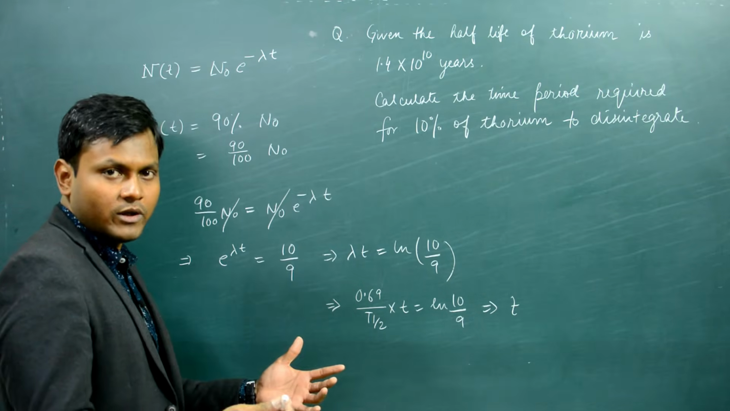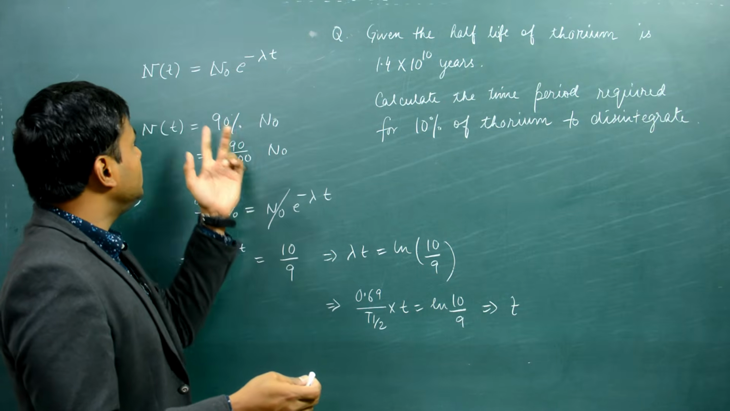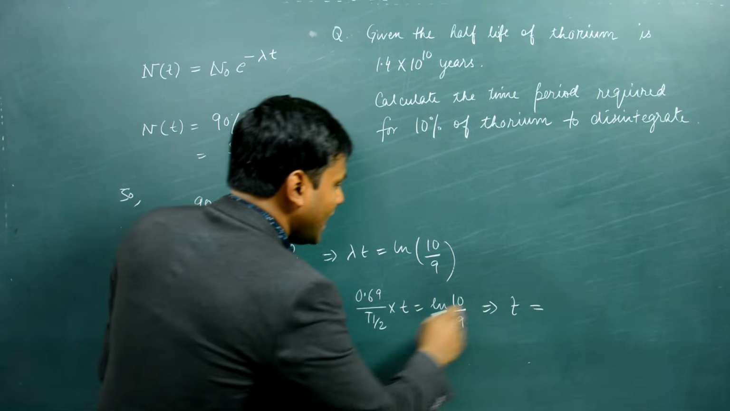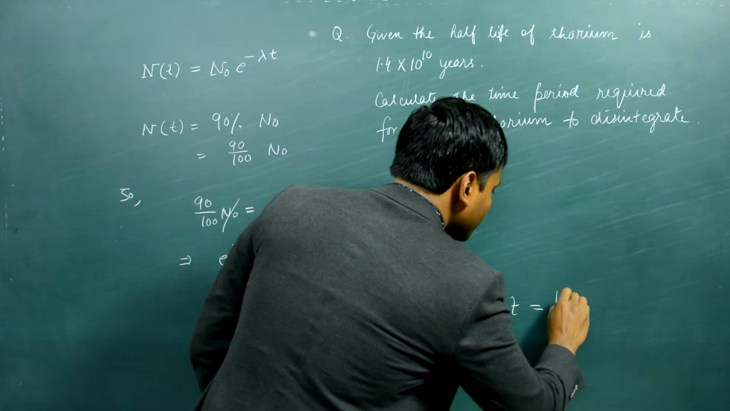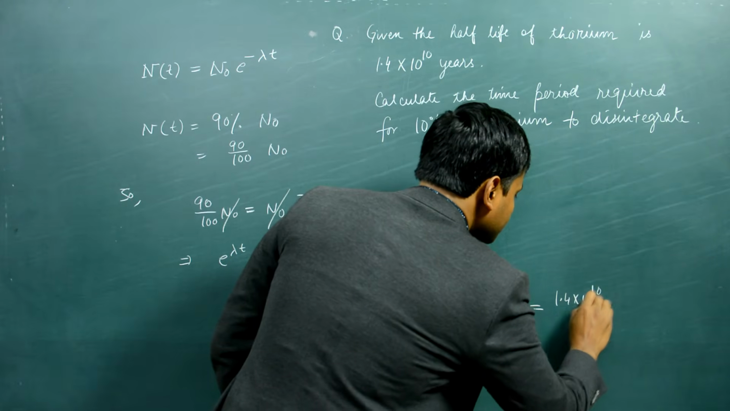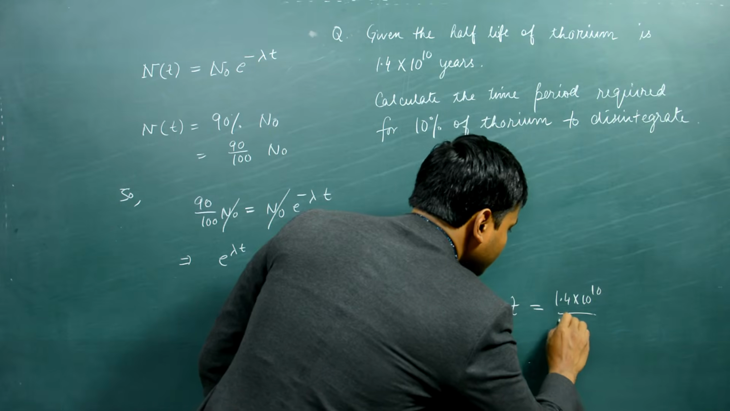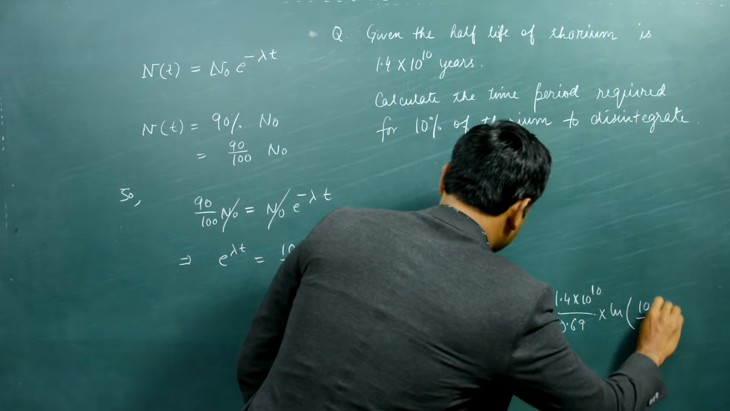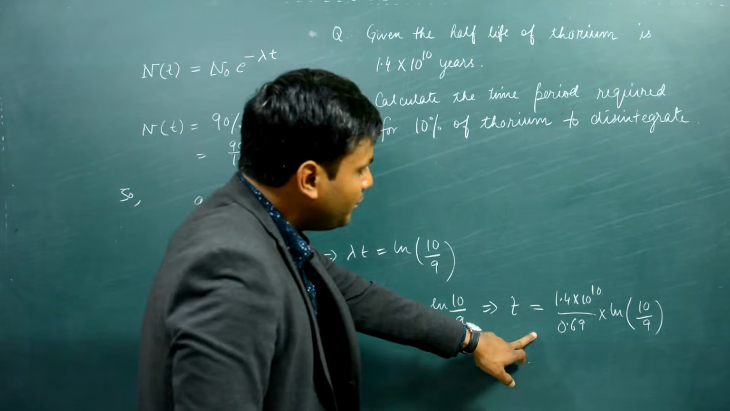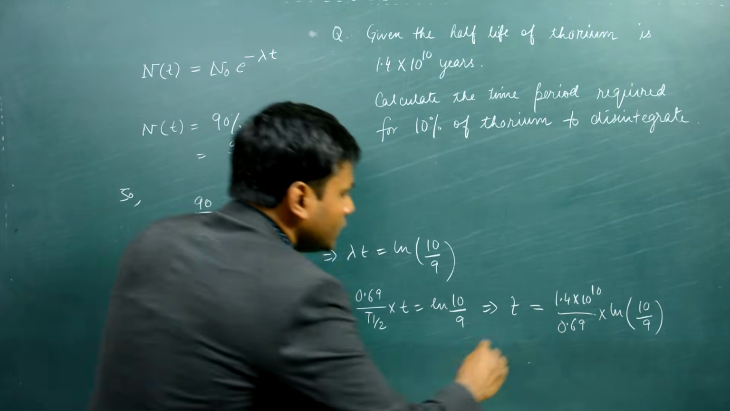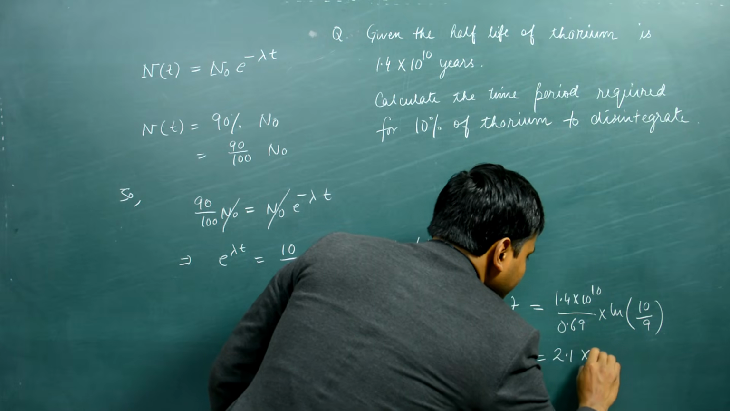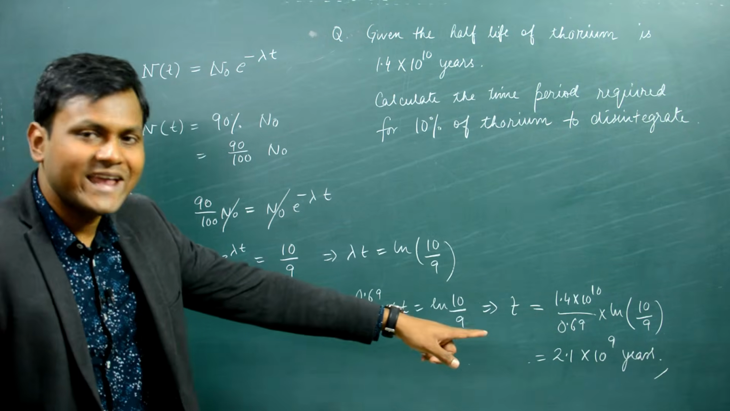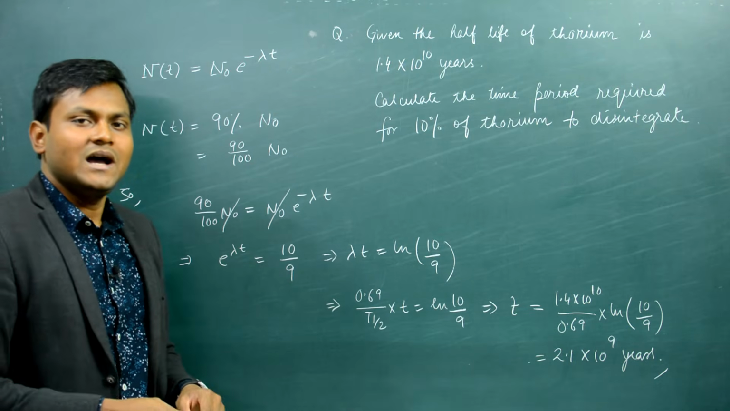Now if I take these expressions to the right hand side, the time period it takes for 10% thorium to disintegrate, or for the total amount of thorium to reach 90%, is basically equal to the half-life, which is 1.4 into 10 to the power 10 years, divided by 0.69 multiplied by ln of 10 upon 9, which computes to 2.1 into 10 to the power 9 years. So in 2.1 into 10 to the power 9 years, 10% of the thorium is going to undergo disintegration.